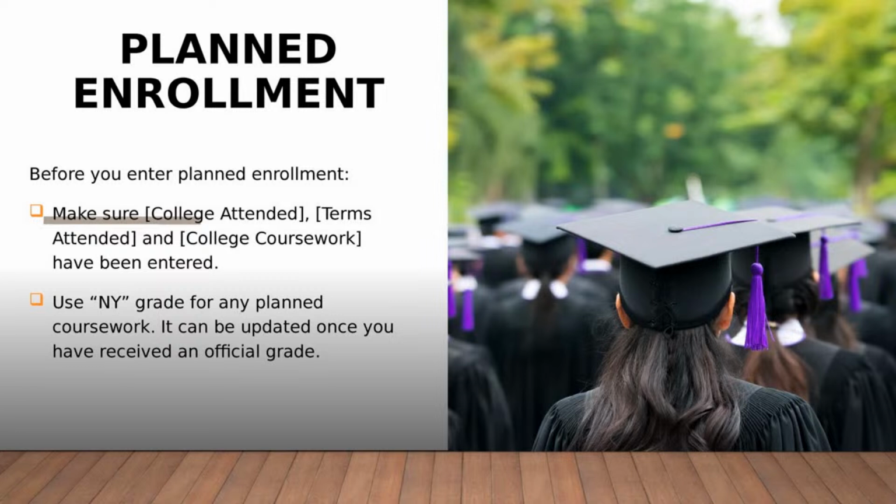For planned enrollment, we are aware that some of our applicants won't be finished taking classes, or they'll still be in the middle of taking some classes, which is why we have the planned enrollment section. In order to enter that, make sure you put it in your college attended and terms attended, and you'd want to use the grade NY, or not yet received, for any planned coursework, and then you can update it once you receive your official grade.